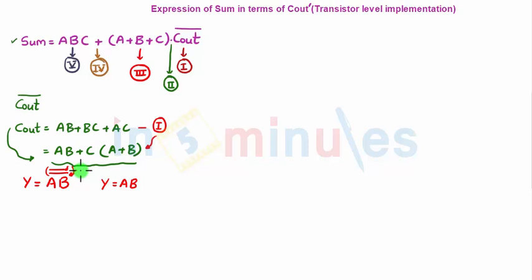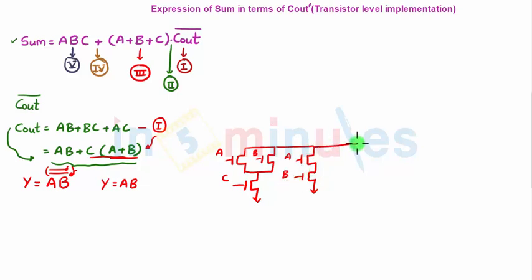So here, what we need to understand is that when I implement this in my pull down, it will be nothing but my Cout bar. So let's quickly implement equation number 1. A in parallel to B, because it's A plus B. The whole thing is in series with C. This completes this part, which in turn is parallel to A and B in series. So this becomes my pull down circuit, or the circuit comprising NMOS.